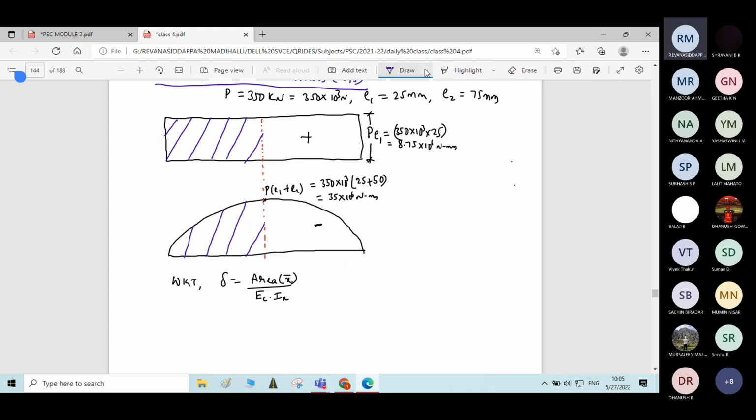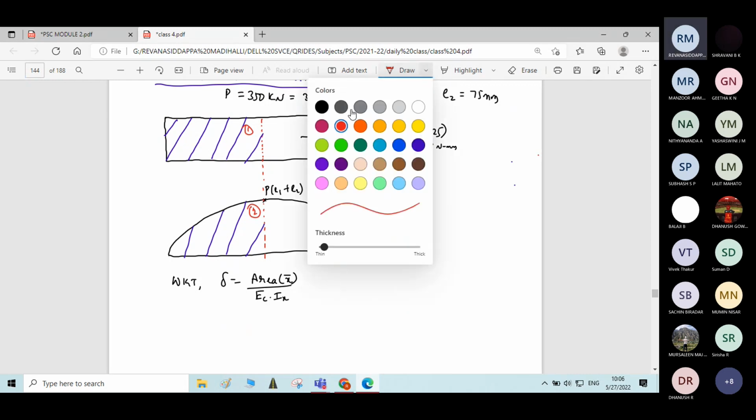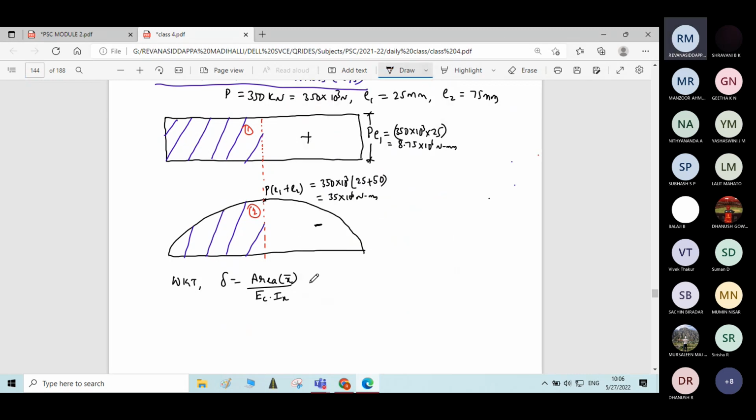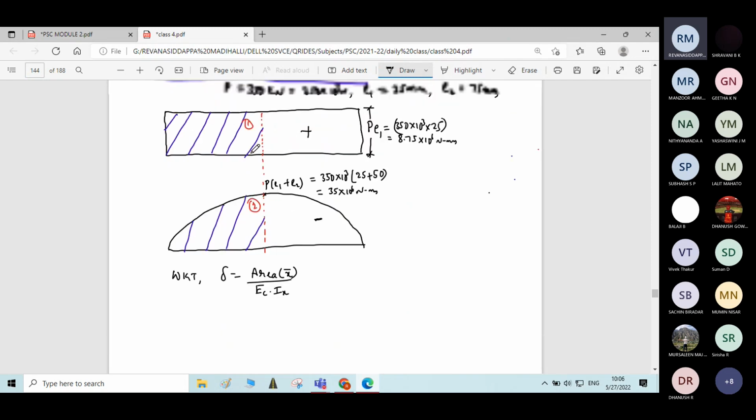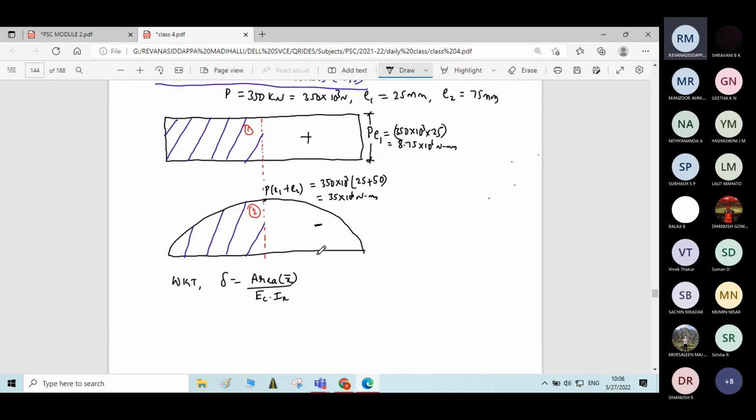This will take rectangle number 1, and this will take parabola number 2. Component 1 and component 2. Now we will elaborate this generalized formula according to this case. Here we have 2 components.